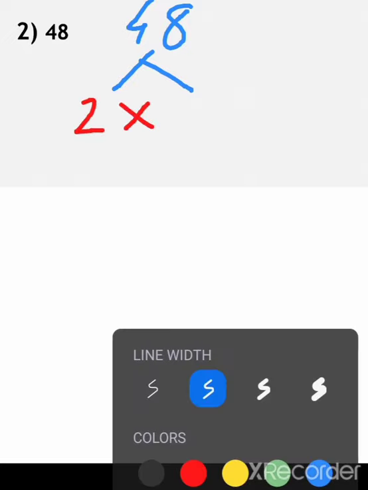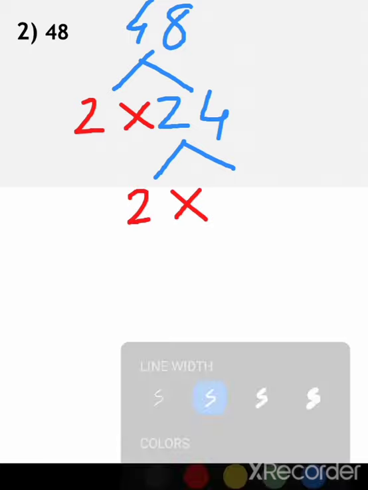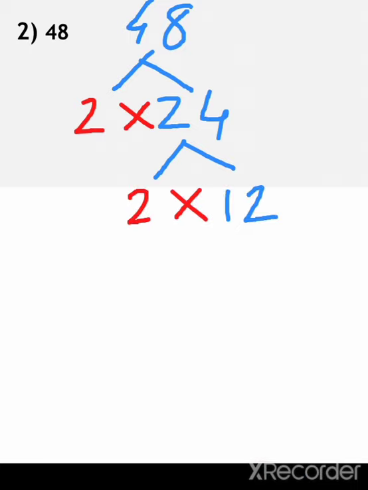Let's take another number. 48. This is our number. If I divide by 2, because again it's an even number, I will get 2 twos are 4, 2 fours are 8, so 24. Now again if I divide by 2, what is the quotient I'm going to get? I will get 12. Again it's an even number, so I will divide by 2.